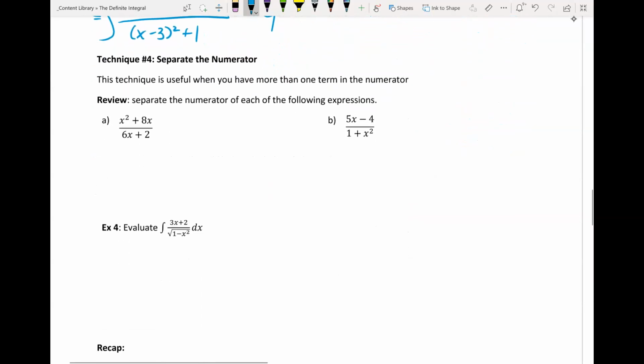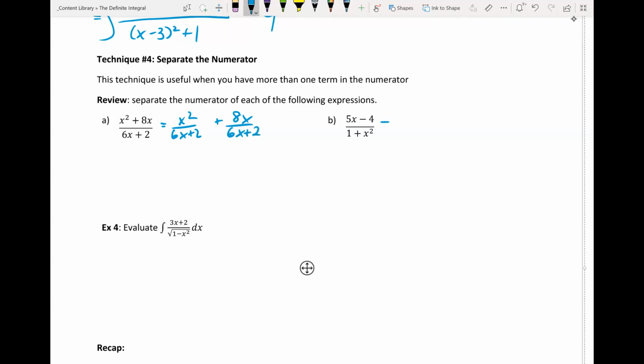The last technique we're going to cover is to separate the numerator. So when you have more than one term in the numerator, you can separate the numerator and then leave your denominators alone. So this will be x squared over 6x plus 2 plus 8x over 6x plus 2.